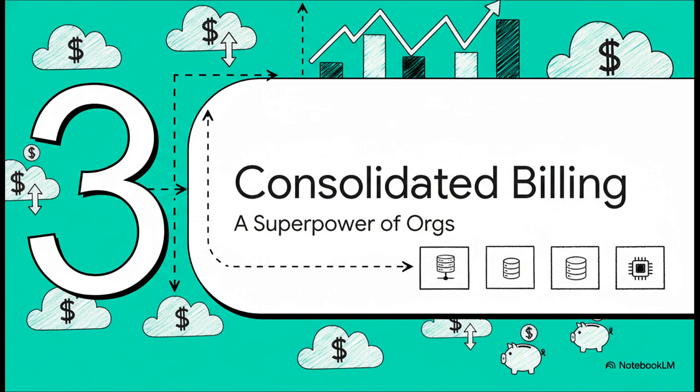All right, now for the real superpower of AWS Organizations, especially when we're talking about saving money. Let's get into consolidated billing. The best part is, this is turned on automatically the second you create an organization.